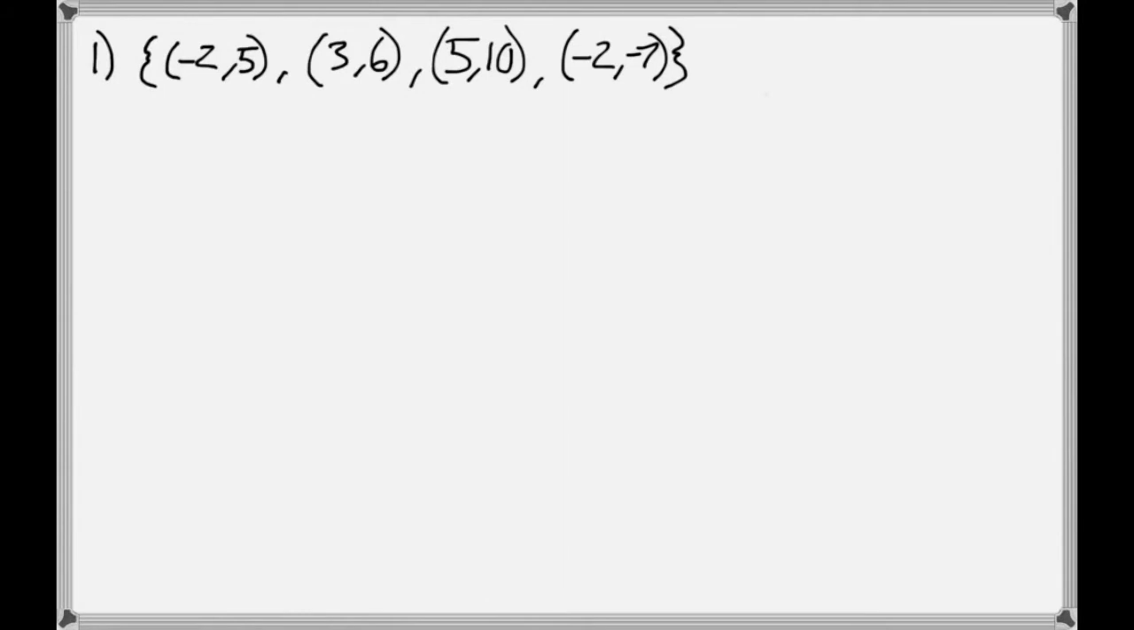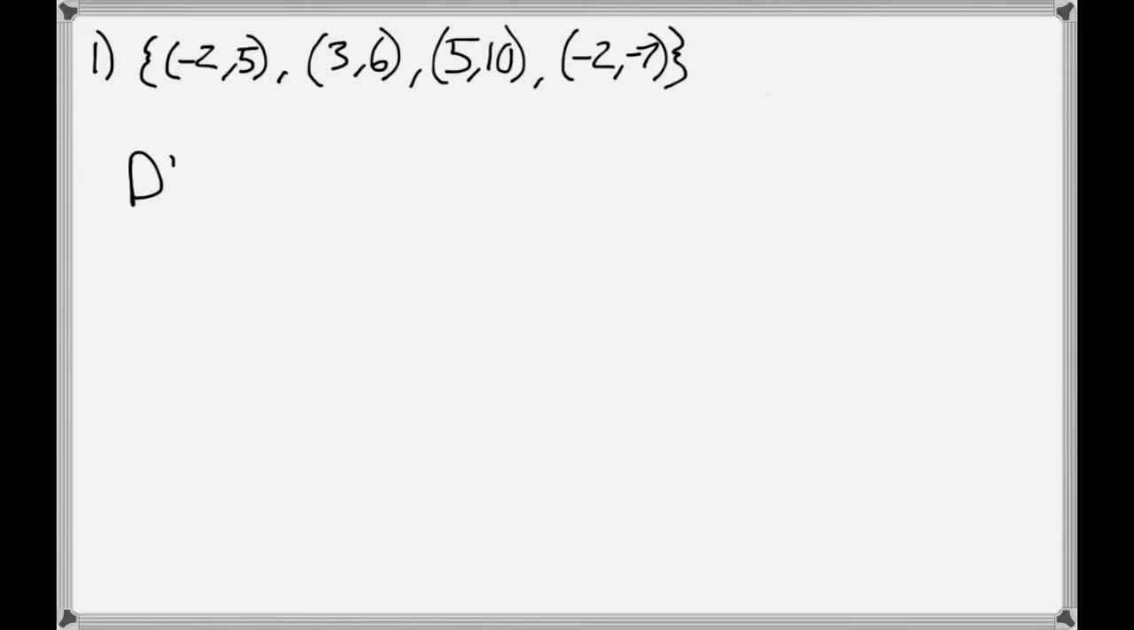Number 1 says to find the domain and range of the following relations, then determine if the relation is a function. So this chapter is dealing with functions as equations, graphs, tables, and these are specifically ordered pairs. So the domain, that is going to be all of my x values here.